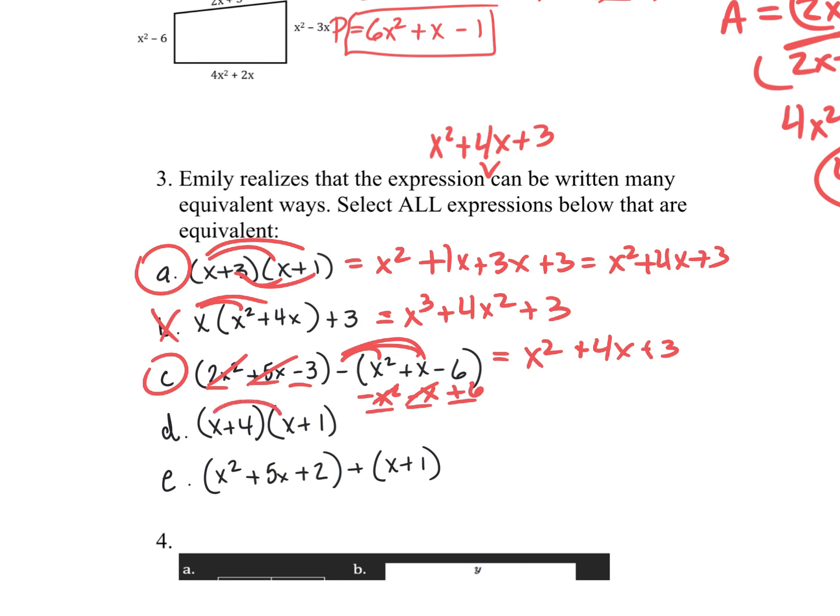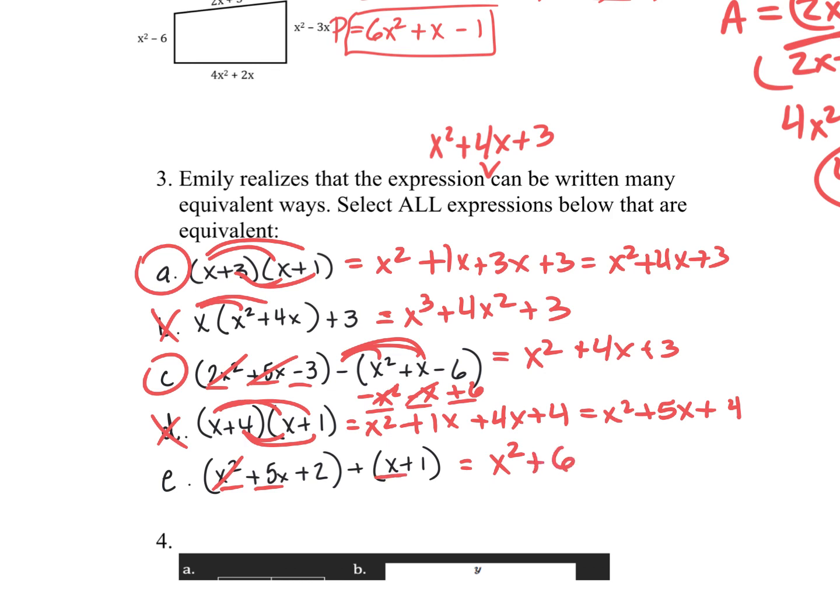D, x times x is x squared. x times 1, 1x. 4 times x is 4x. And 4 times 1 is 4. That's x squared plus 5x plus 4. Not equivalent. And the last one, we're adding x squared. Didn't have anything to combine with. 5x plus x is 6x, and 2 plus 1 is 3, not equivalent. So A and C are the answers. Those are the only two that, when I completed the operation, had the same expression.